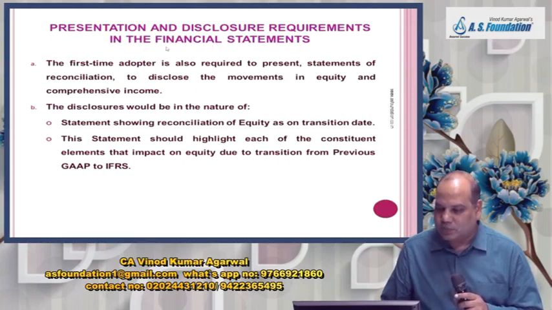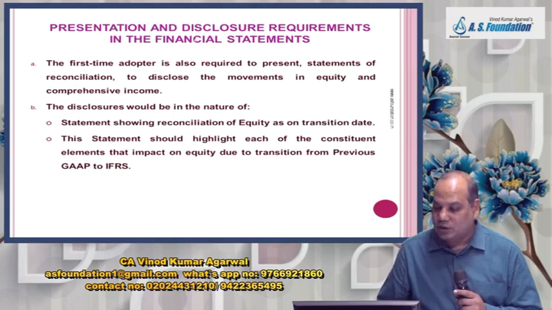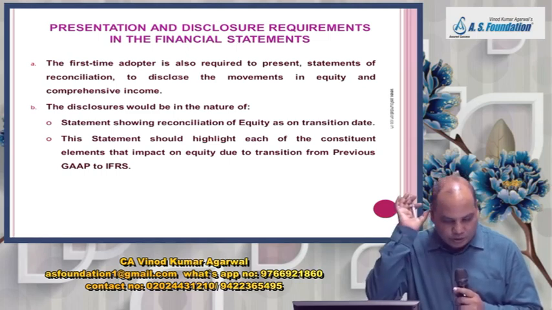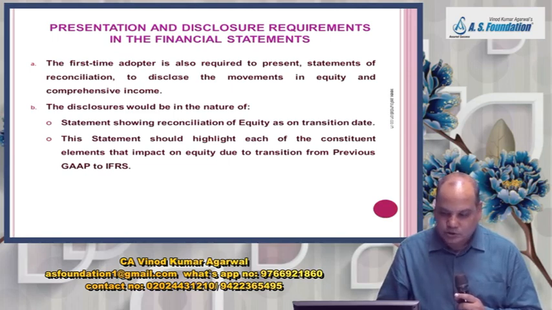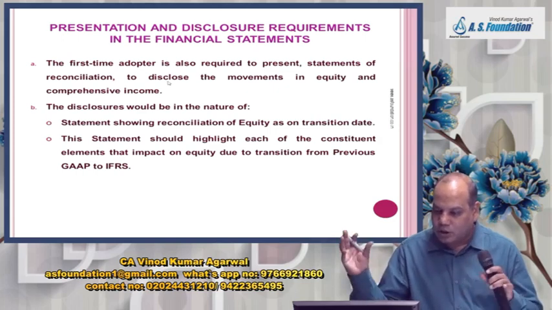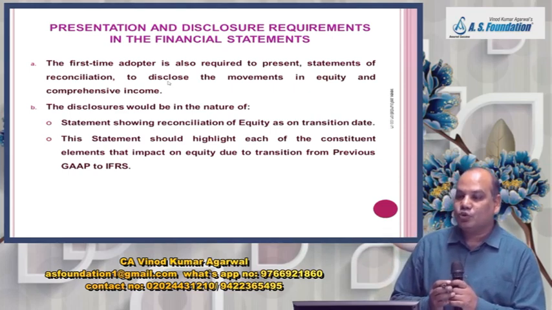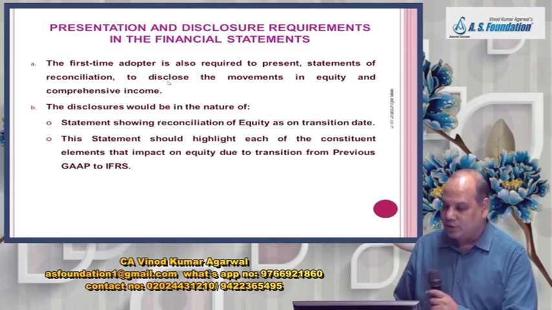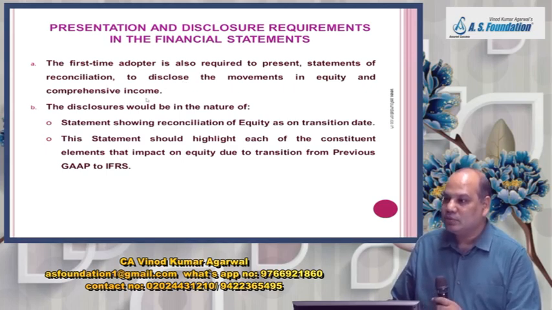And now this is the main financial statement. What are the presentation and disclosure requirements for the annual financial statement now? A first time adopter is required to present a statement of reconciliation to disclose the movement in equity and comprehensive income. Because previous GAAP equity would be different from this. So you have to take previous GAAP equity and all adjustments that you have done, you have to show it. And how you have reached the opening equity. Similarly, previous comprehensive income and all adjustments done to reflect the comprehensive income as per IFRS.